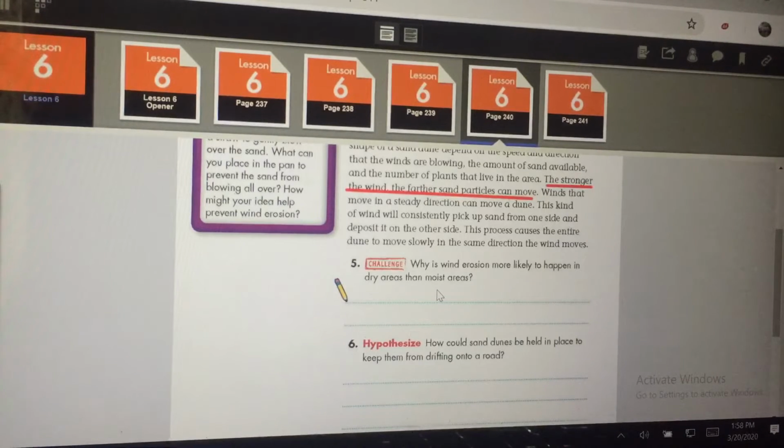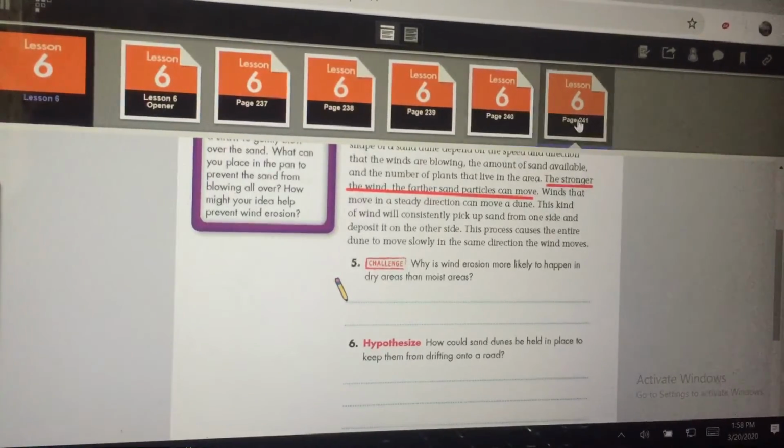What about 6? How could sand dunes be held in place to keep them from drifting onto a road? Now, sand dunes are around the roads. How do they prevent the sand dunes from drifting, moving to the roads and affecting the cars that are moving in the roads? Think about it. What should you do? Can we think of a fence, building fences?